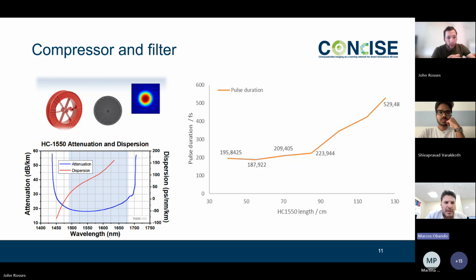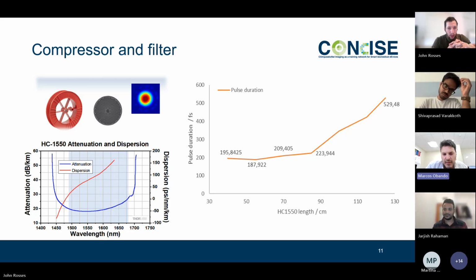Okay. So there could be another kind of compressors, standard compressors, that might work at that point, but maybe the dispersion will be less useful to correct these non-linearities. Yes, the dispersion depends on the length of the fiber.